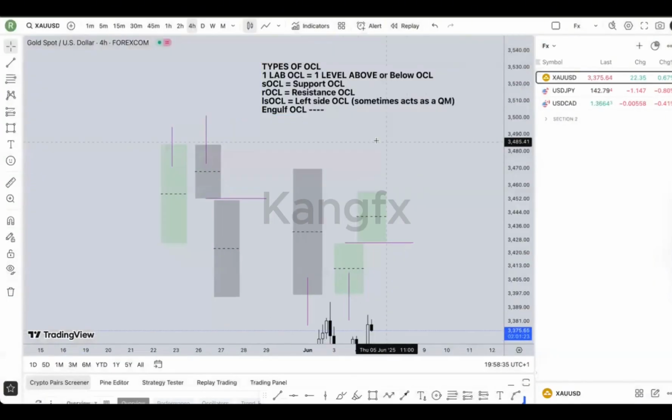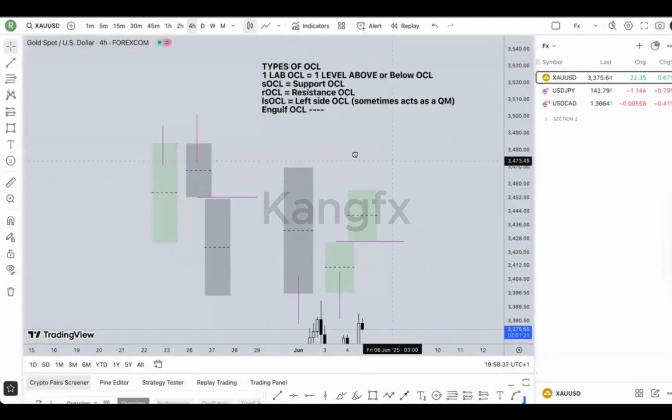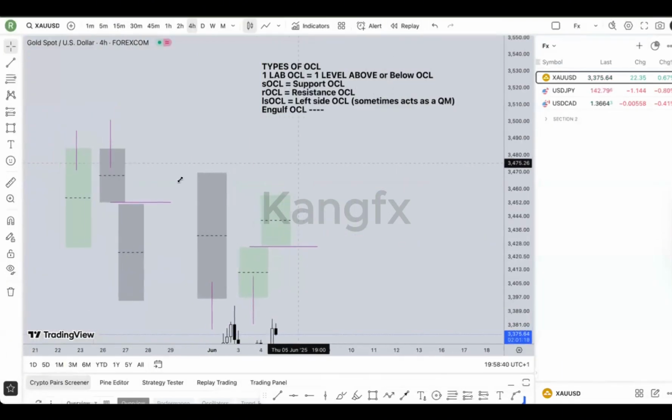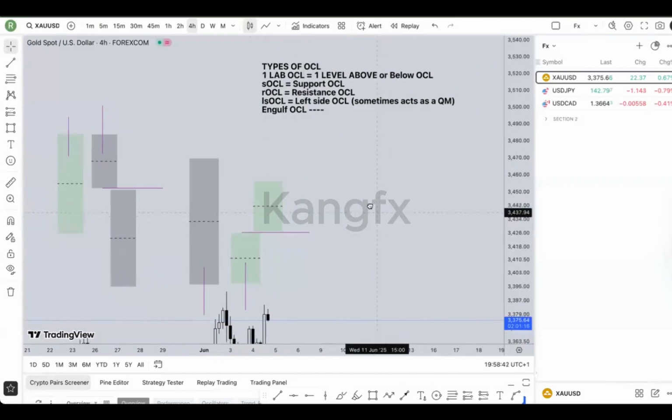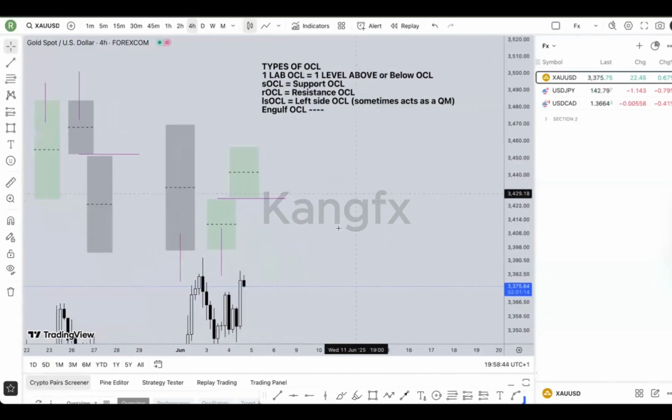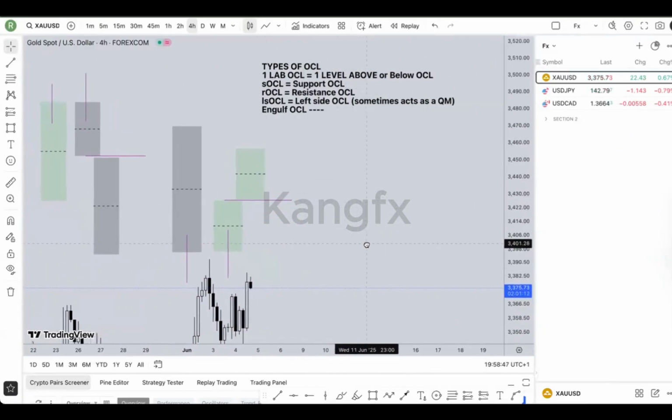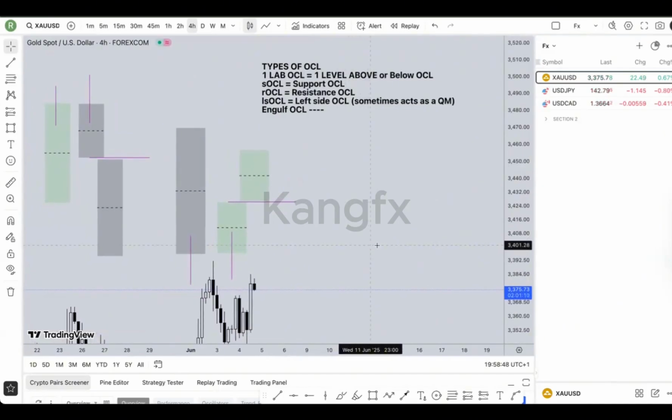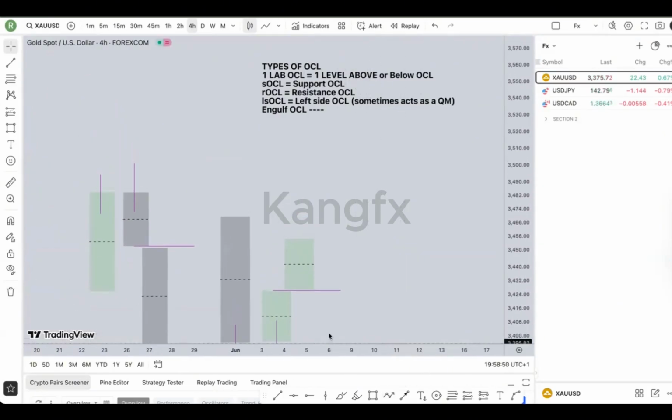So this OCL here is purely different from engulf OCL. Remember, this is a resistance OCL, and this is a support OCL. If you want to look at engulf OCL on the chart, this is what you're going to see. This is how engulf OCL looks. You see this one here for resistance. In engulf OCL, what you will see will be something like this.